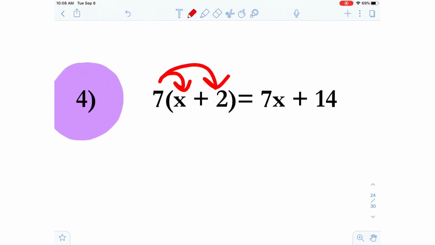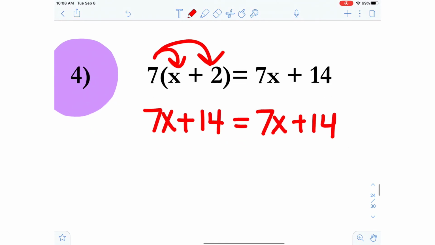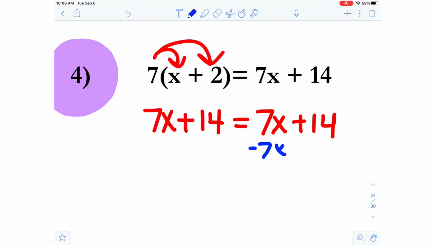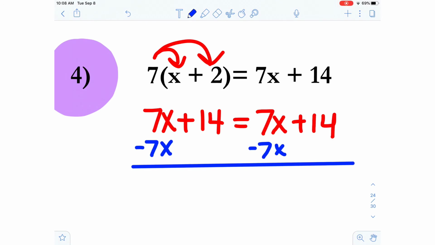Now let's do number 4 and distribute the 7 into the parentheses. We get 7x plus 14 equals 7x plus 14. And right away, I'm noticing I have the same thing on both sides. So that is a sign that I'm going to get infinitely many solutions. But let's just prove it.